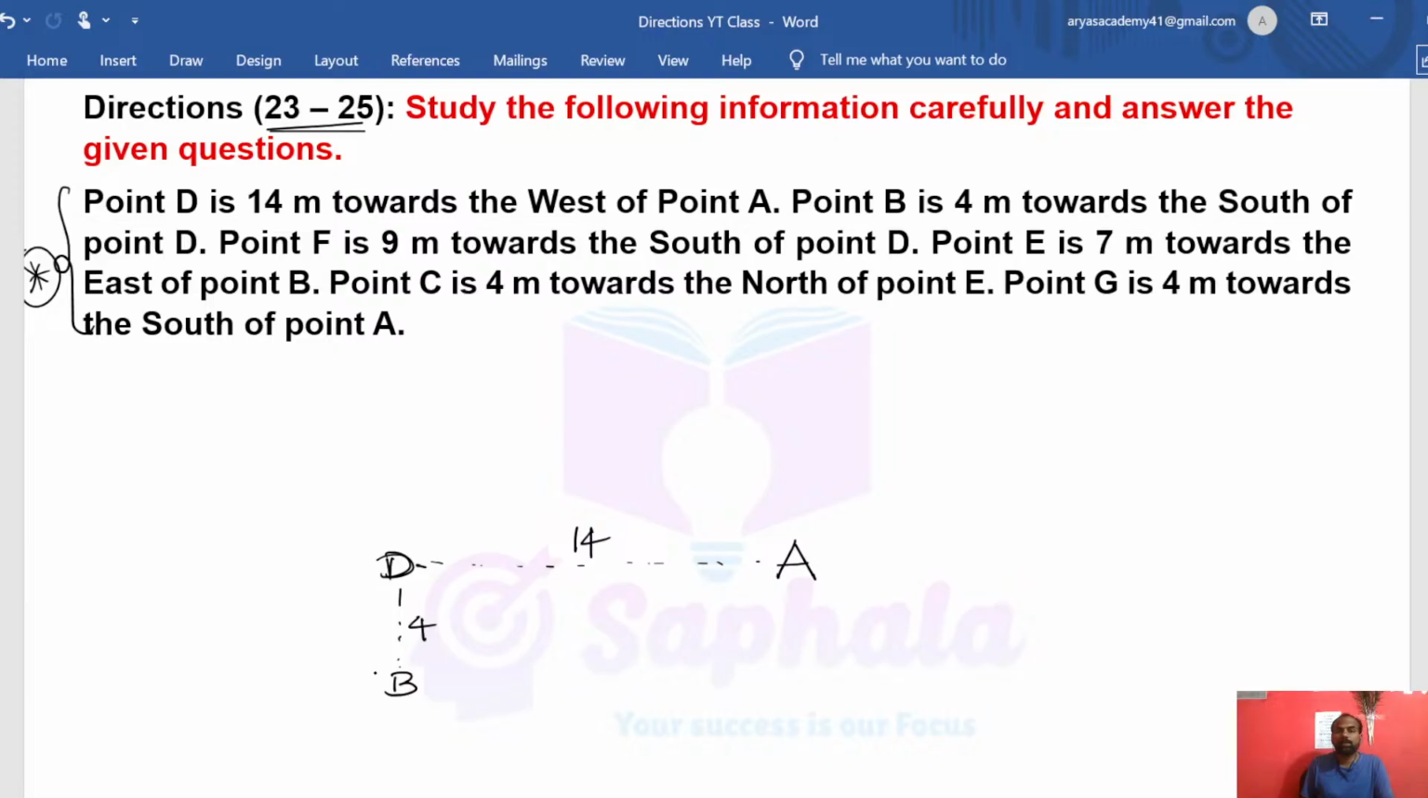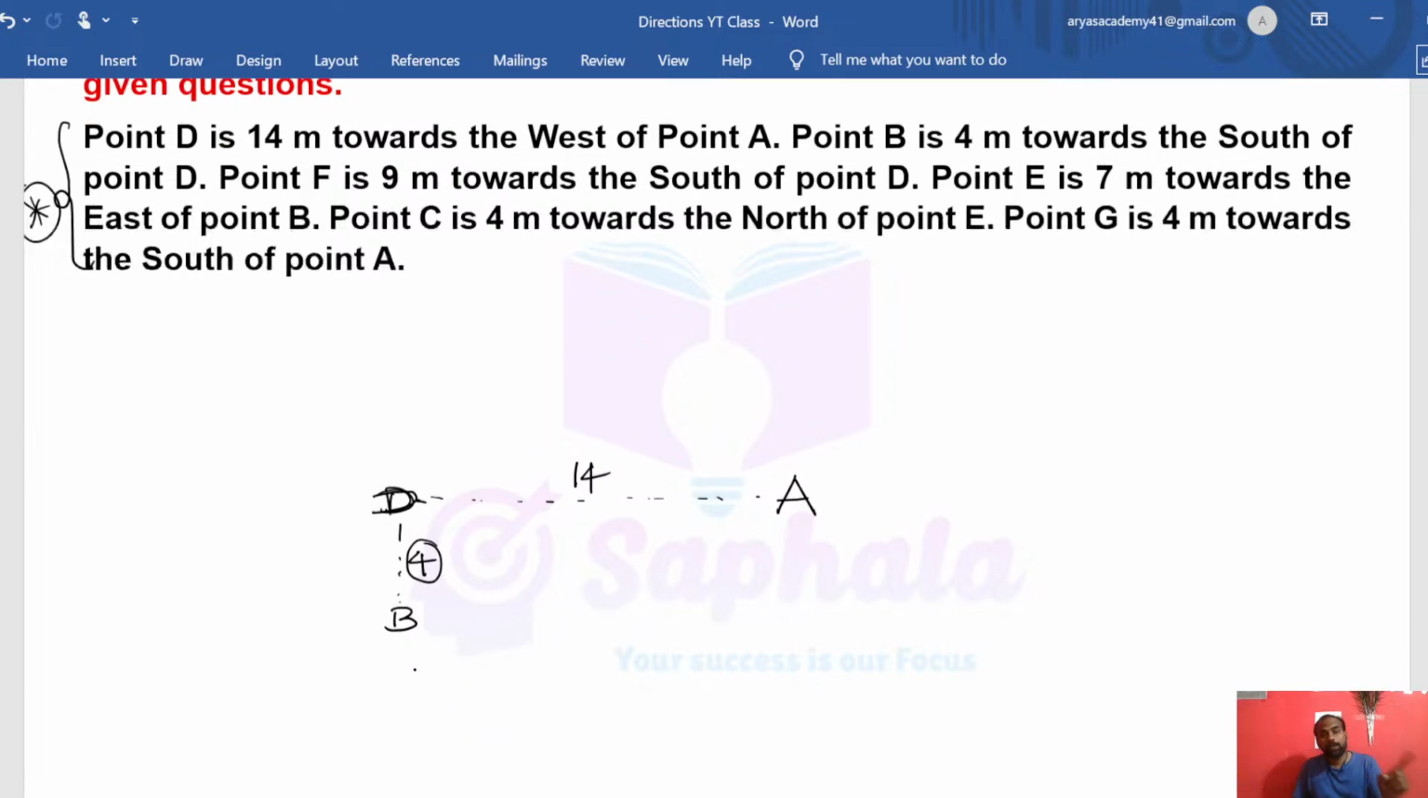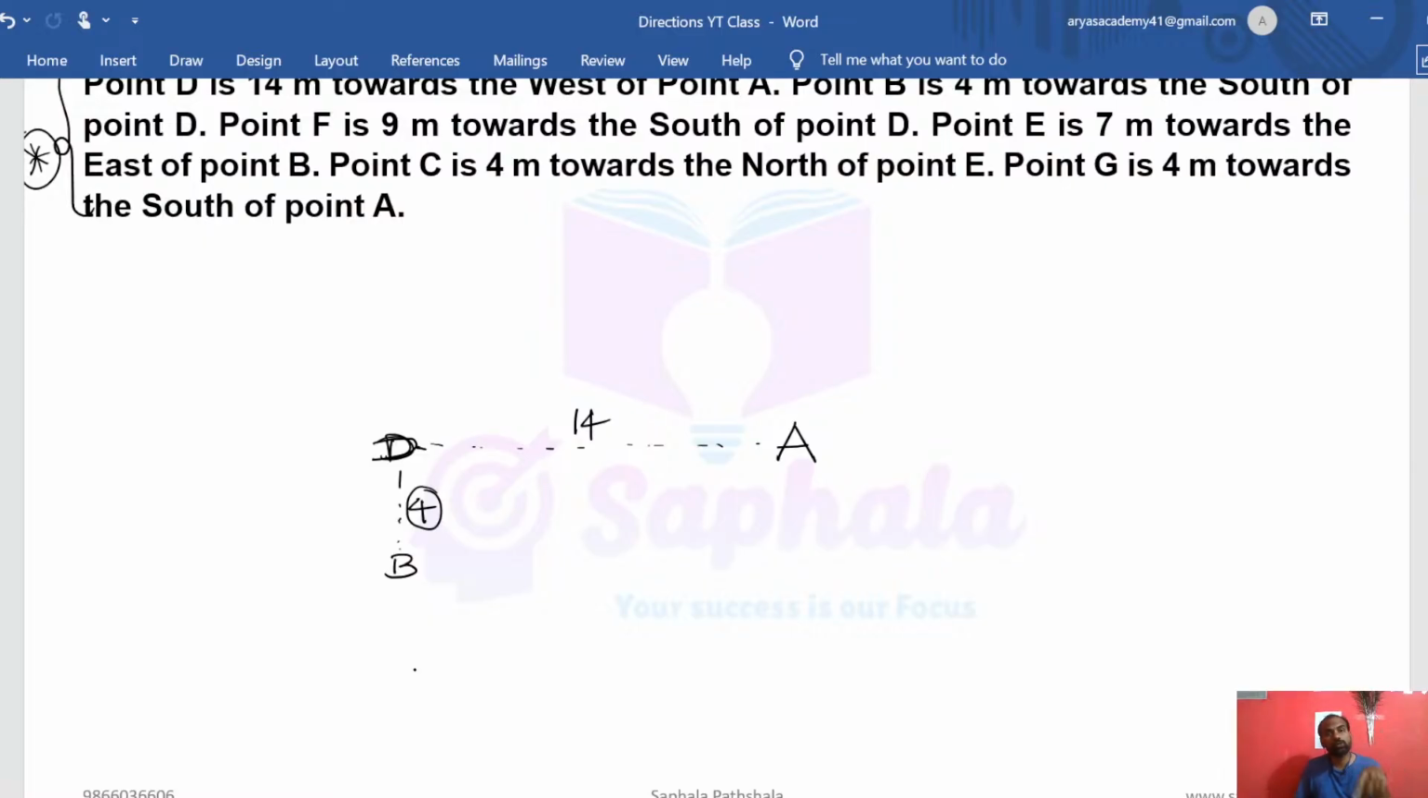Then point F is 9 meters south of point D. See, point D is here towards south, but just at a 4 meter distance you have B. And again they are telling one more point. Point F is also towards south of D, but this time it's 9 meters. So I have to extend this line by another 5, and I have to write F here. So this is 4 and this is 5. If you add both of them, obviously total distance becomes what? 9. So now the point satisfies. So from D towards south at a distance of 9 meters, which point is there? Point F. But you have to remember this one. You should be able to identify that this is 4 and this is 5, and together it becomes 9.